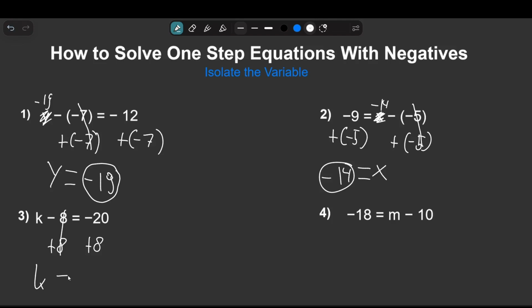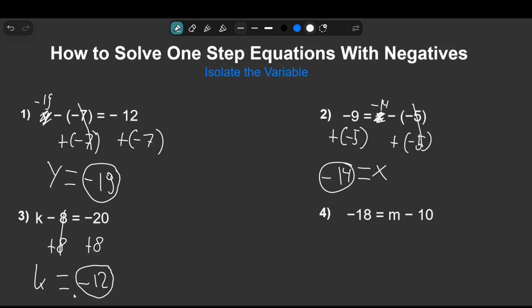Now our variable is alone, and we can go over to the other side. Minus 20 plus 8 isn't going to be minus 28. Don't forget that. Minus 20 is a negative number. So if you add something to it, the value increases, which means our final answer will be minus 12. So don't forget that, and don't mess up the negatives because it can be a bit tricky and confusing.